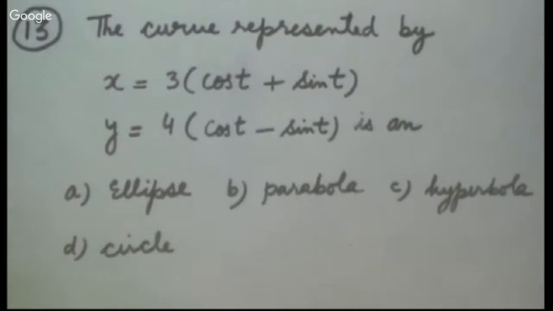See, eliminating sin t and cos t, it will finally take shape of an ellipse. It will finally be of the form x square by a square plus y square upon b square equal to 1. Next.